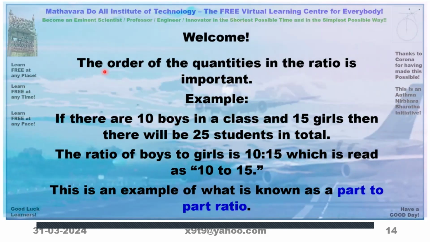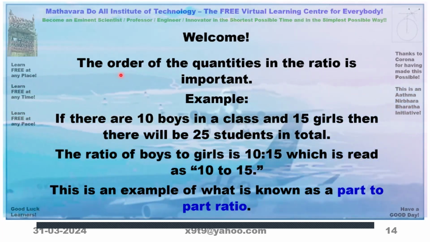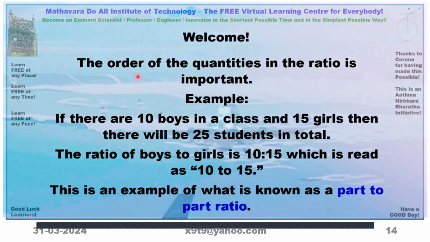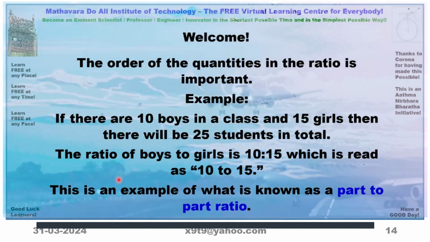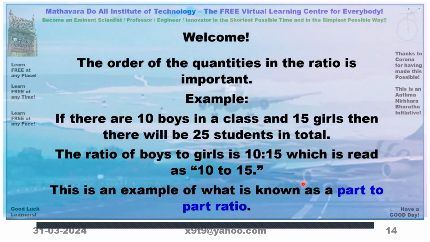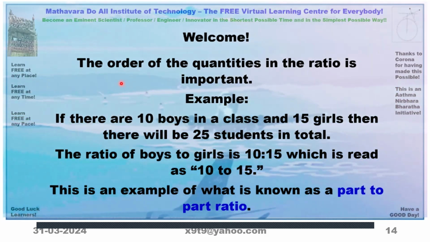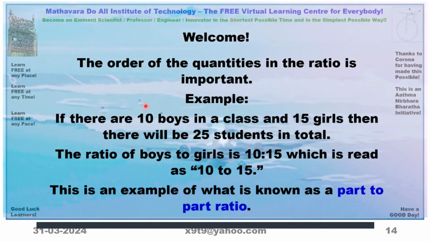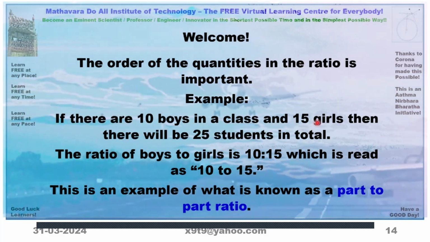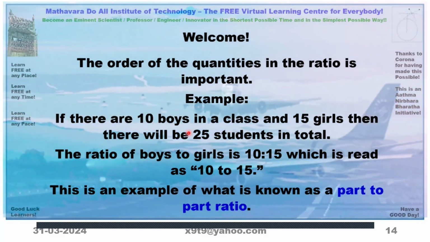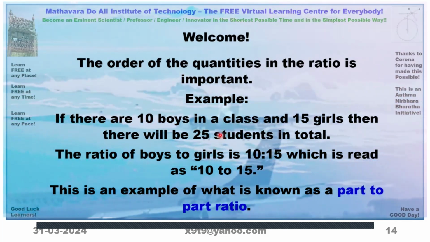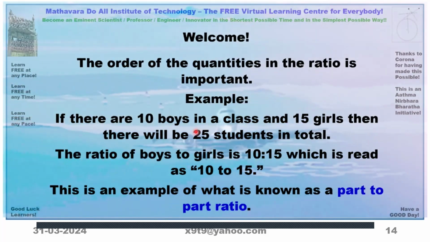So this order in which the items are mentioned in the problem is very important. This is called an example of what is known as a part-to-part ratio. That means this is a part of the total, this is a part of the total, and this is the total. You are able to follow? Yes. Okay.